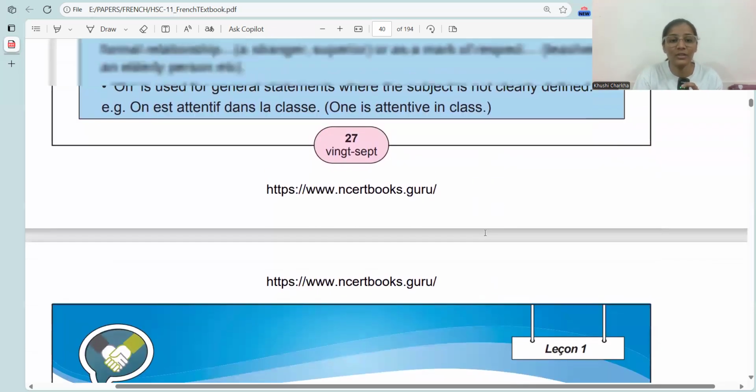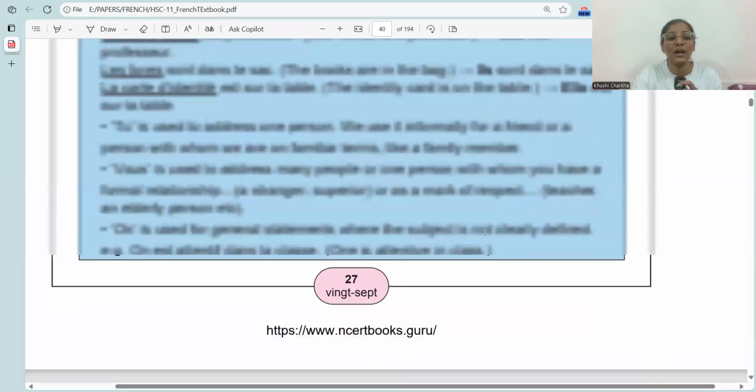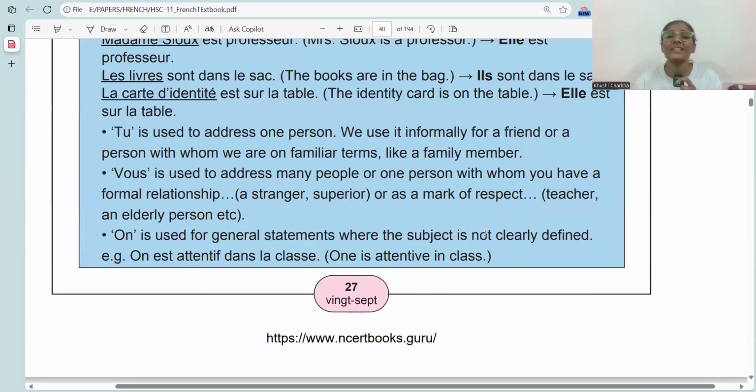The next note, the last note. On is used in general statements where the subject is not clearly defined. Where subject, male, female, singular, plural, nothing is defined. At that time, you can use on. It is pronounced as on.